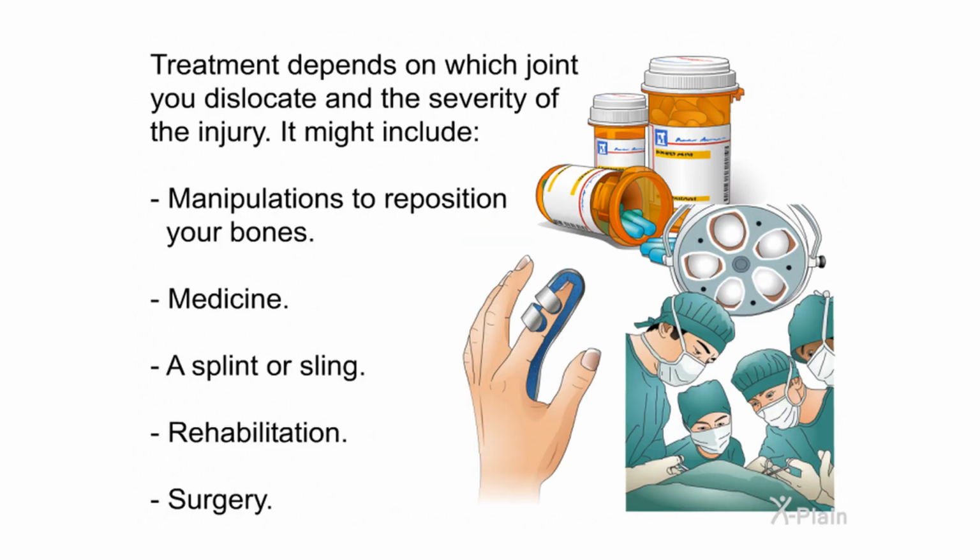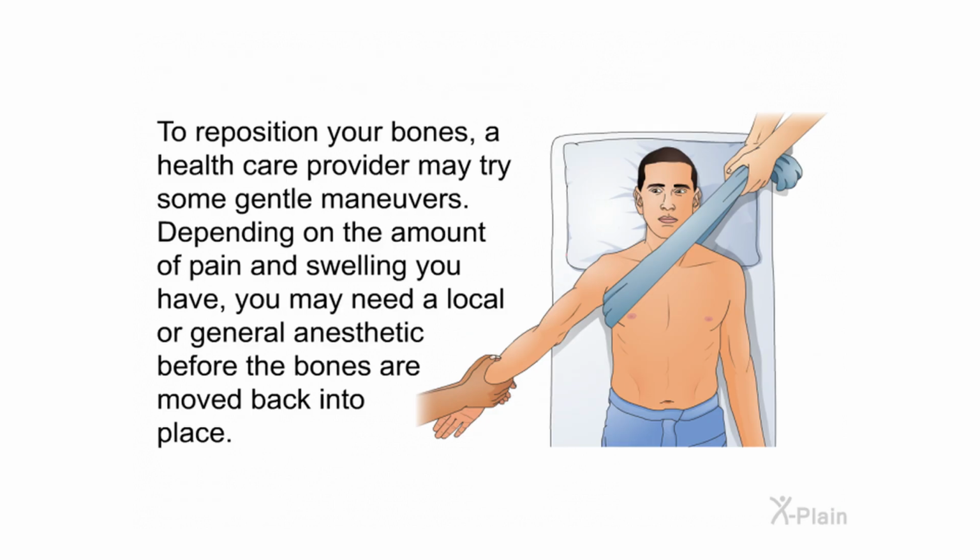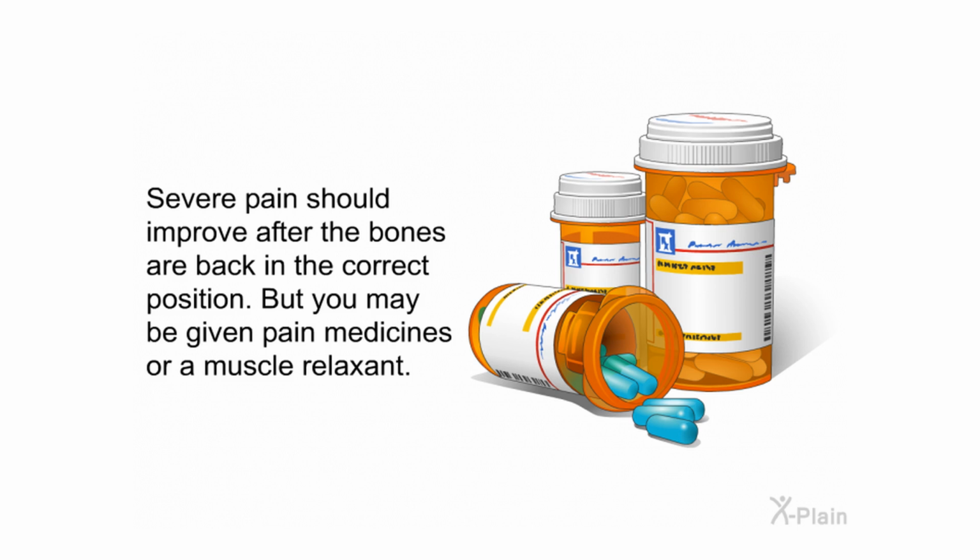Treatment. Treatment depends on which joint you dislocate and the severity of the injury. It might include manipulations to reposition your bones, medicine, a splint or sling, rehabilitation, surgery. To reposition your bones, a healthcare provider may try some gentle maneuvers. Depending on the amount of pain and swelling you have, you may need a local or general anesthetic before the bones are moved back into place. Severe pain should improve after the bones are back in the correct position, but you may be given pain medicines or a muscle relaxant.